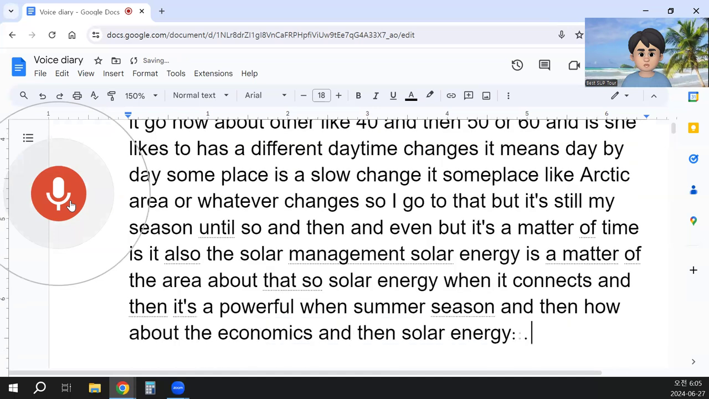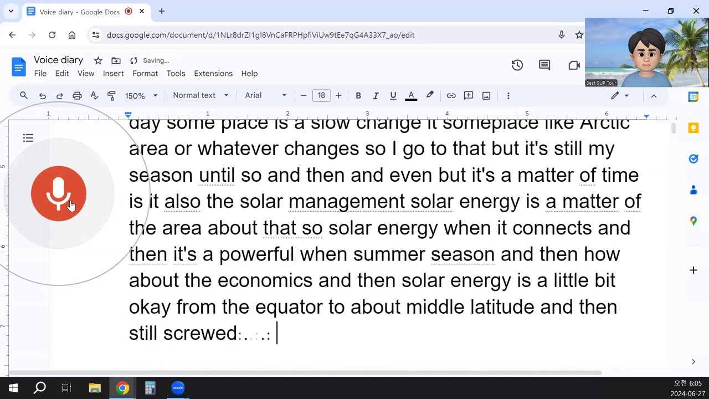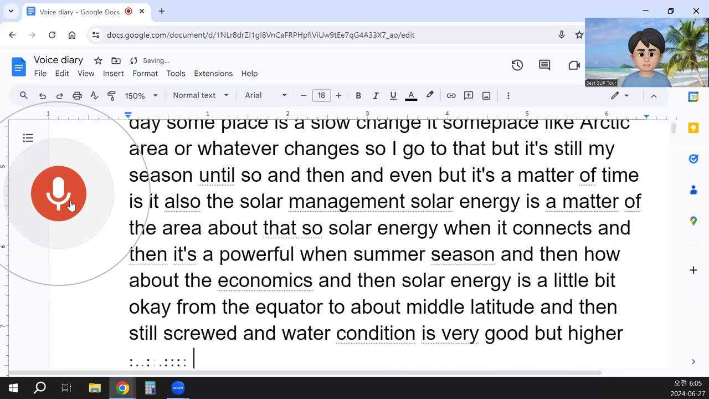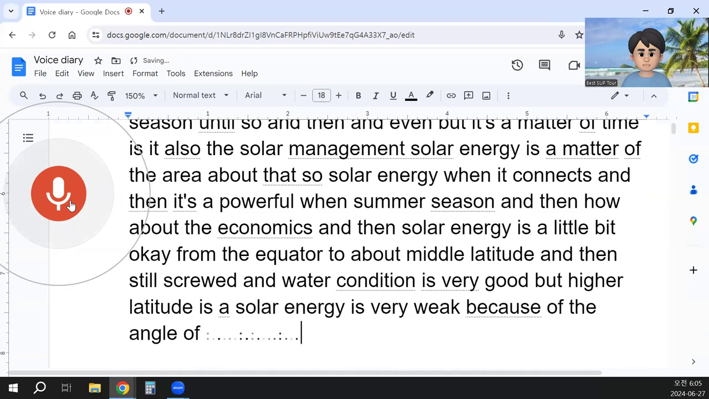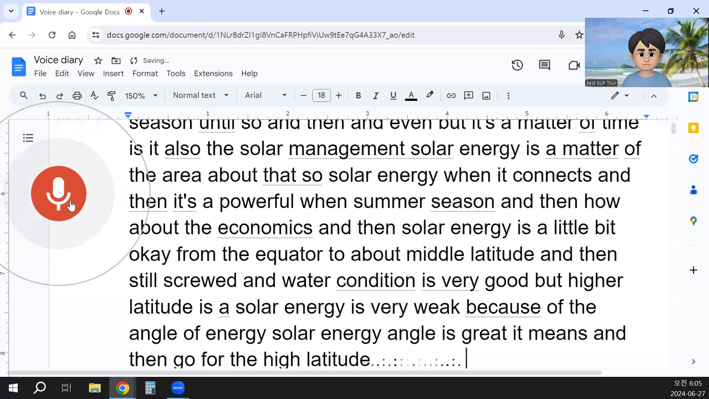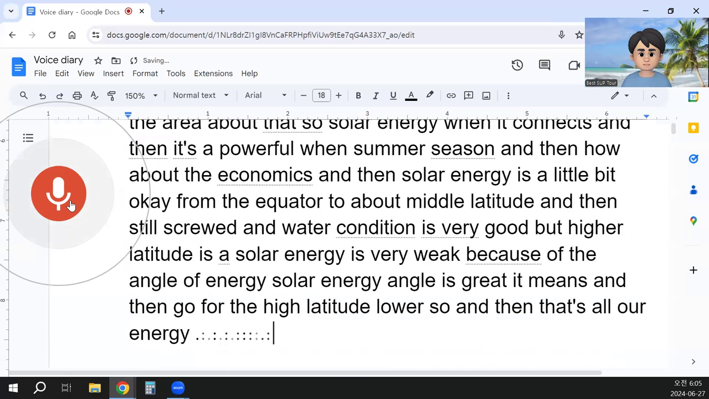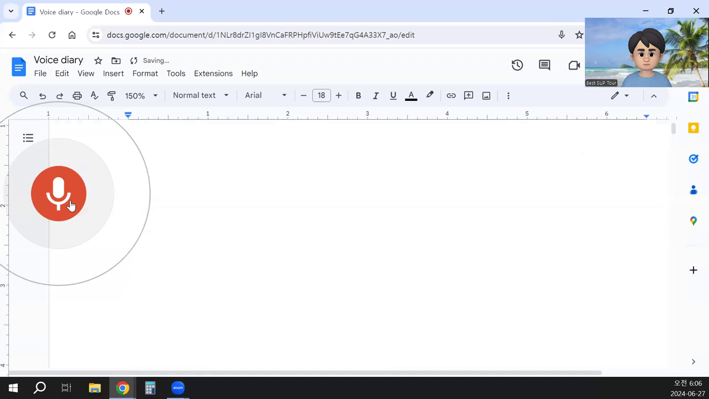At the equinox, solar energy is okay from the equator to about the middle latitude, and still good, and the weather condition is very good. But at higher latitudes solar energy is very weak because of the angle of solar energy. The solar energy angle ranges between 0 and 90 degrees. Going to the high latitude, the solar energy angle rapidly gets lower, so solar energy reaches a little weaker. Anyway, from the summer solstice to the equinox, or the equinox to the summer solstice, we understand each area over the six months, the half of the year.